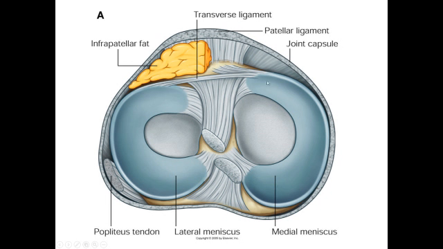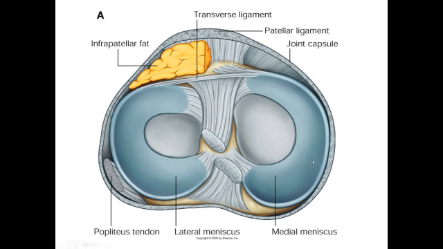So the medial meniscus, remember, is more oval, and that mirrors the larger and more oval shape of the medial femoral and tibial condyles. The lateral meniscus is more C-shaped, a little more round, and it, of course, mirrors the rounder shape of the lateral femoral and tibial condyles.